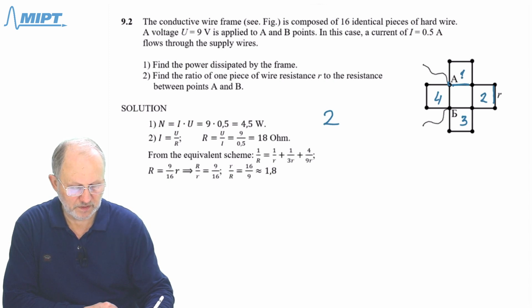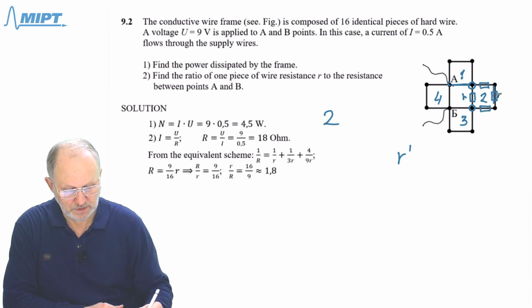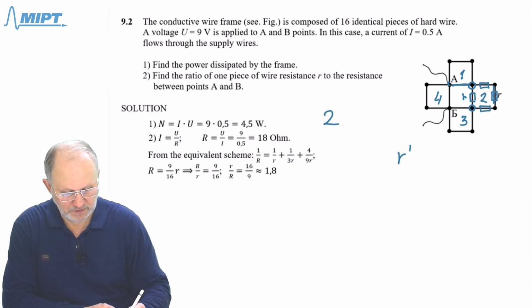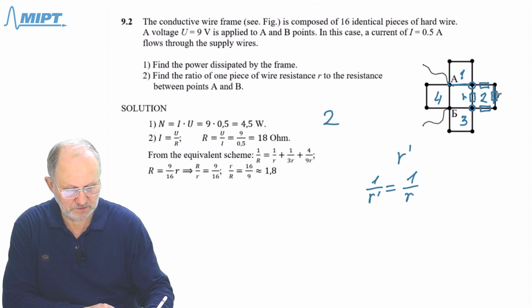4 identical elements connected together, and let us denote the resistance of one element, say element number 2, between these 2 points. Let us denote this resistance as R prime. In order to calculate this resistance, we have to take into account that this is resistance R, and in parallel to it there are 3 other resistors. And so, using the formula for parallel connection, we have to write that 1 over R prime equals 1 over R, that is this resistance, plus 1 over 3R, the other 3, in parallel to the first one.